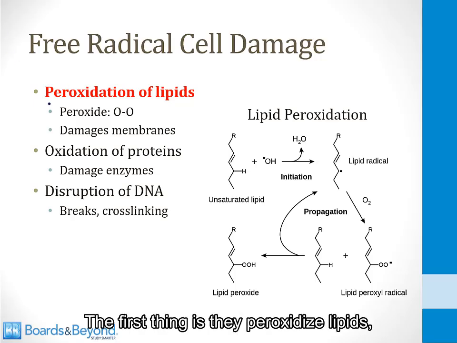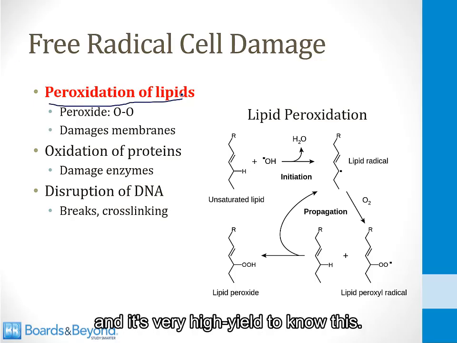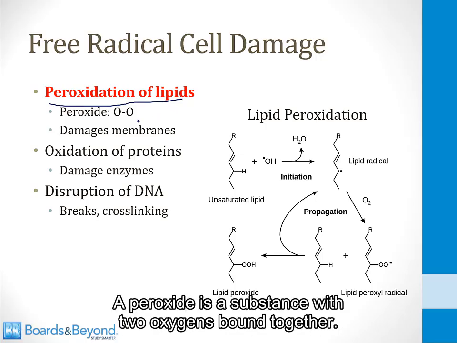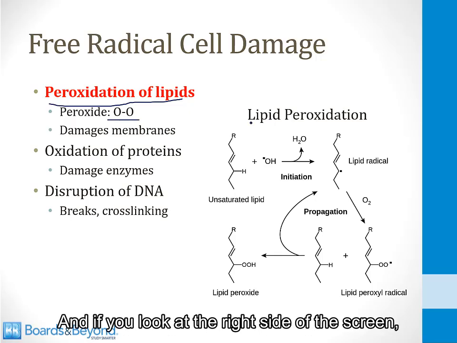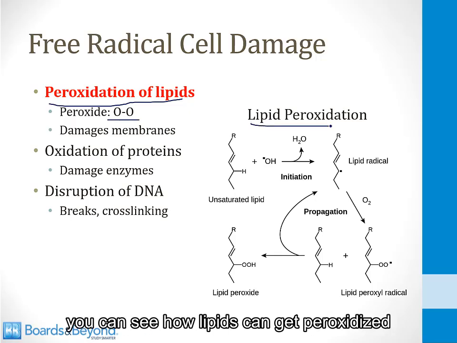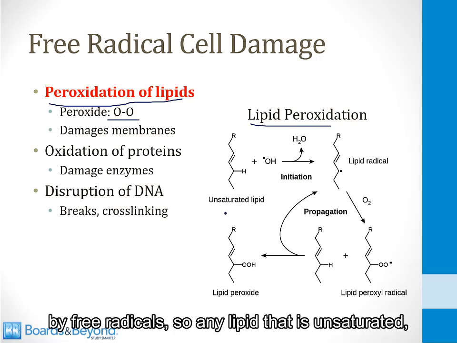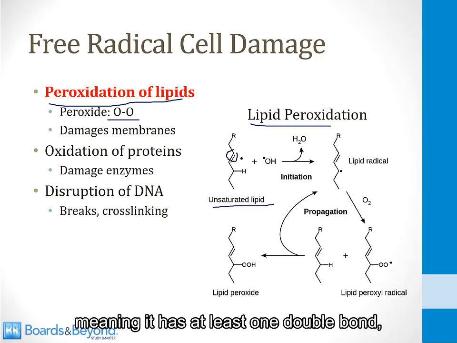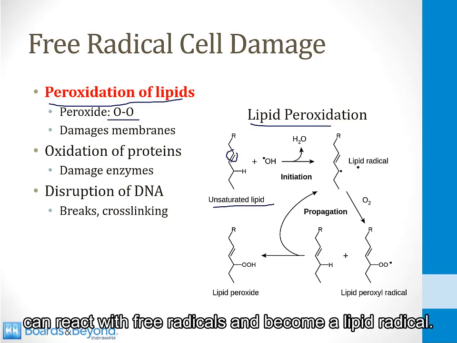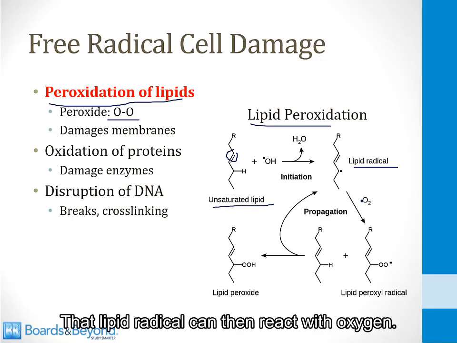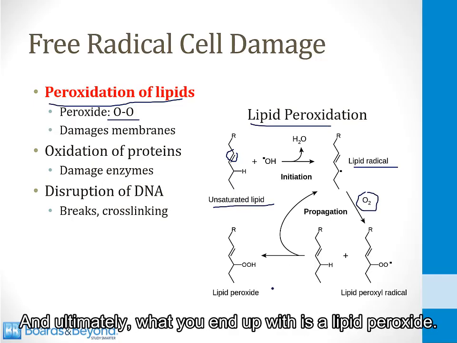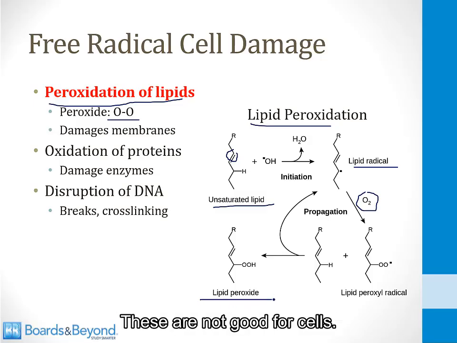The first thing is they peroxidize lipids, and it's very high yield to know this. A peroxide is a substance with 2 oxygens bound together, and if you look at the right side of the screen, you can see how lipids can get peroxidized by free radicals. So any lipid that is unsaturated, meaning it has at least 1 double bond, can react with free radicals and become a lipid radical. That lipid radical can then react with oxygen, and ultimately what you end up with is a lipid peroxide. These are not good for cells.